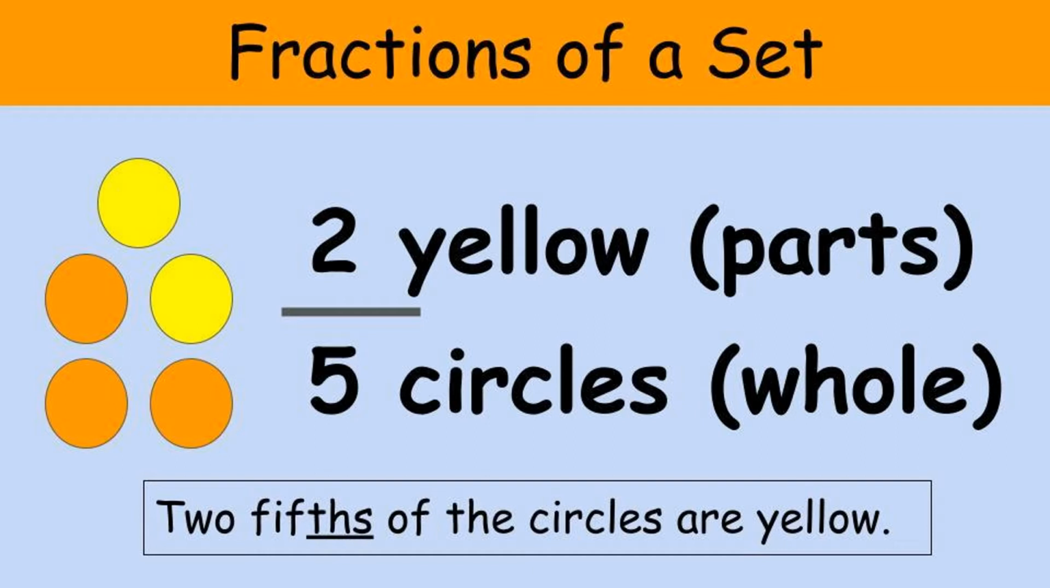I can also figure out what fraction of the set is yellow. My yellow becomes the part which goes on the top. So I'll put a 2 on the top because I have 2 yellow circles. The bottom number is going to stay the same because I still have 5 circles. So my final fraction is 2/5 of the circles are yellow.